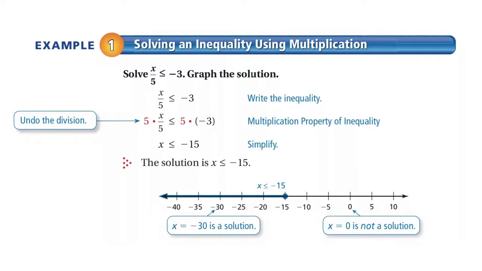And to graph that, you put the closed dot, because it does say or equal to, at the negative 15, and we're talking about less than, so it'll go off to the left. Notice it looks like a little arrowhead pointing to the left.